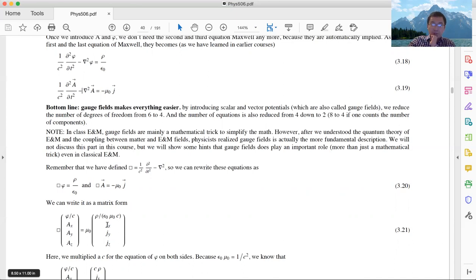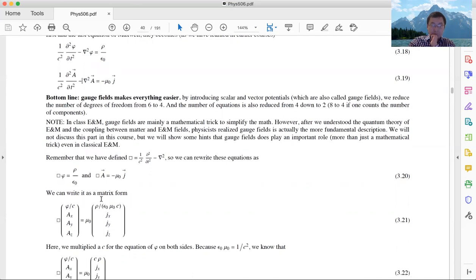In order to do that, first of all, we can realize there's one equation here, just the equation for phi, but there are 3 equations here: one for Ax, one for Ay, one for Az, because A is a vector. So we combine this 1 and 3 equations together into 4 equations.